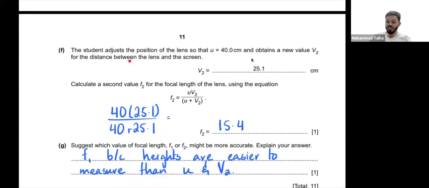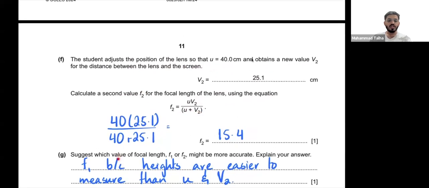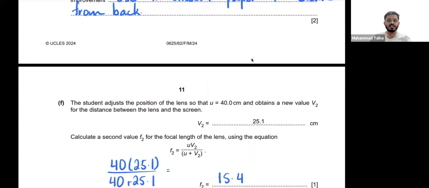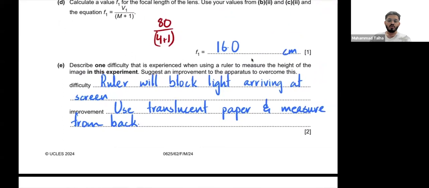Part F, the student adjusts the position of the lens so that U is 40 now and obtains a new value V2, which is given as 25.1. Calculate a second value F2 for the focal length of the lens using this equation. So 40 times 25.1 over 40 plus 25.1 gives us F2 as 15.4. The next one asks, suggest which value is more accurate. Explain your answer. Again, this is a suggest part. There could be 4 or 5 possible answers given that you give a good reasoning.